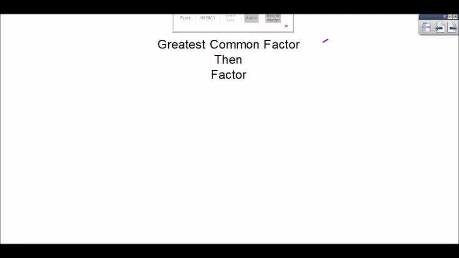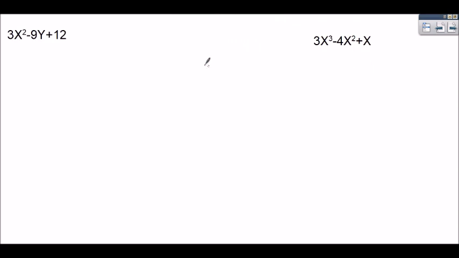So greatest common factor can sometimes be written as GCF. The first thing we're going to do is see, is there a number in each one that we can pull out? And I see a 3. Then the next thing we ask, is there a letter we can pull out? And I don't see a variable that is consistent in every single term. So this is totally done.